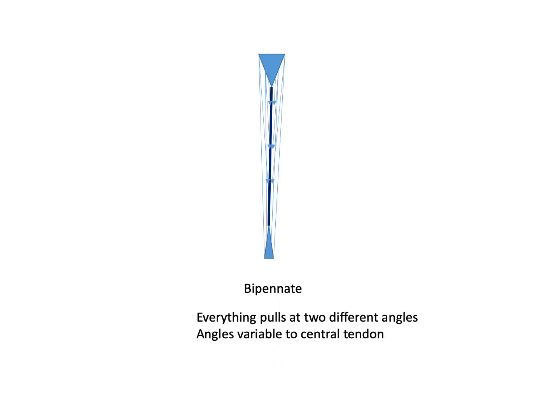On the bipennate, we still are pulling at an angle to the central tendon. However, instead of pulling on one side, we're now pulling on two sides of the central tendon. And so we're gaining angles and lines of pull within the bipennate that we didn't have on the unipennate. And so far, we've gone from the least amount of tensile strength being the parallel to now having the most tensile strength coming from the bipennate.